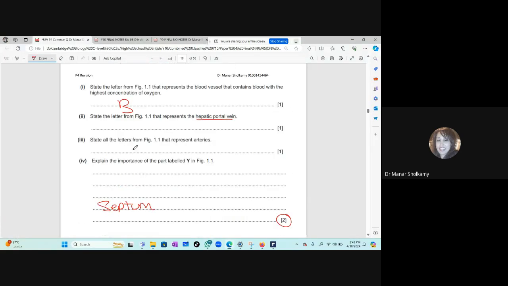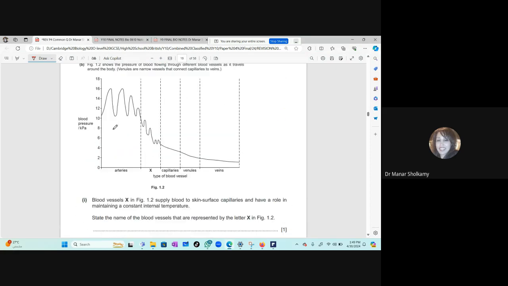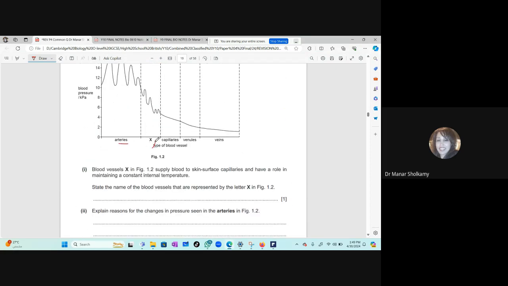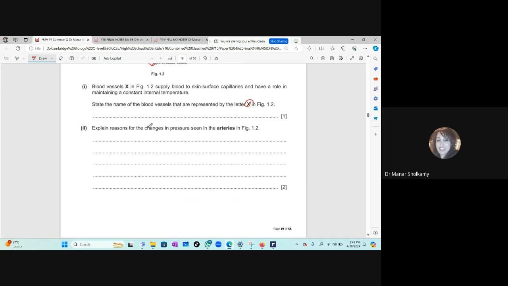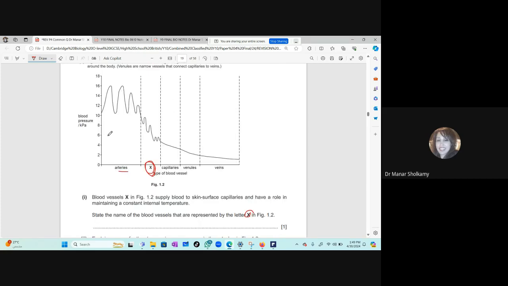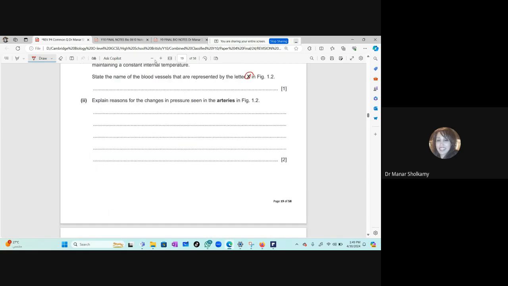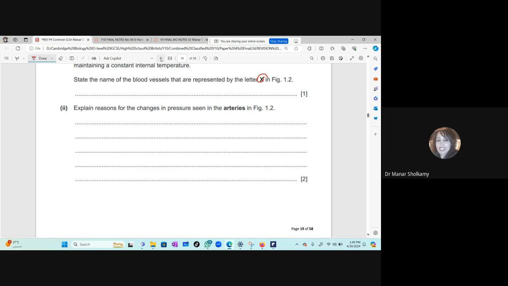Okay. Fine. Now, where are we? Here we have arteries and they will divide into smaller vessels. What is X? Arterioles. Now, explain reasons for the changes in pressure seen in the arteries. The arteries, as you can see, we said the pressure is fluctuating. Why? I was expecting you to get confused in this question.